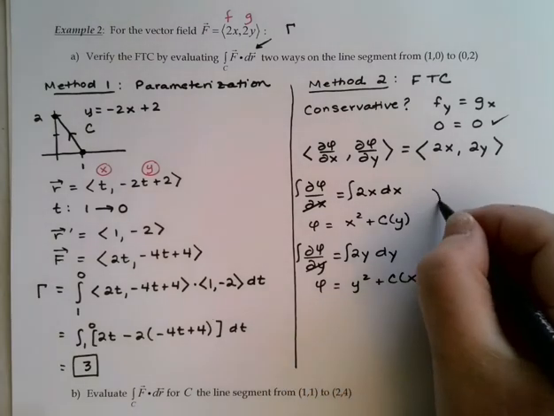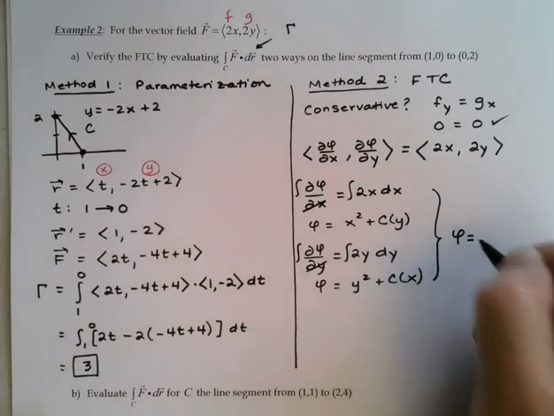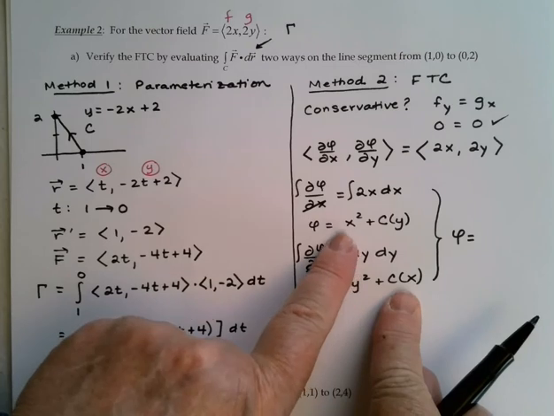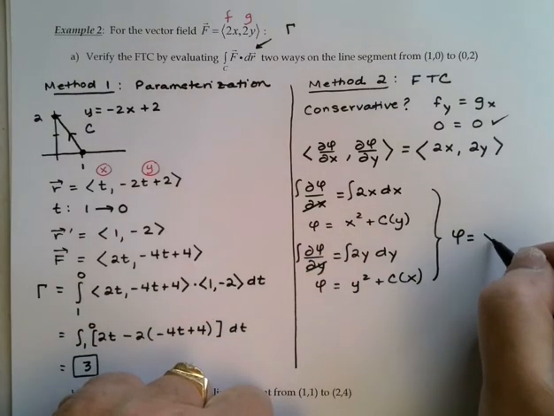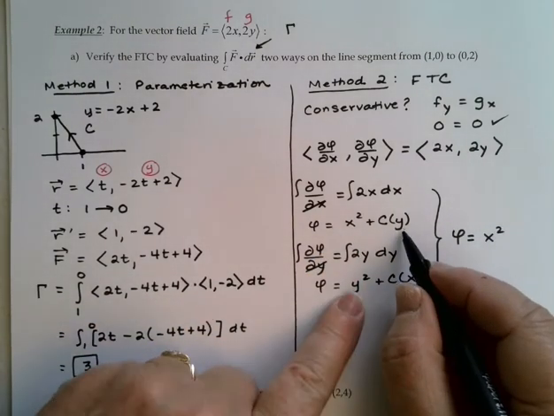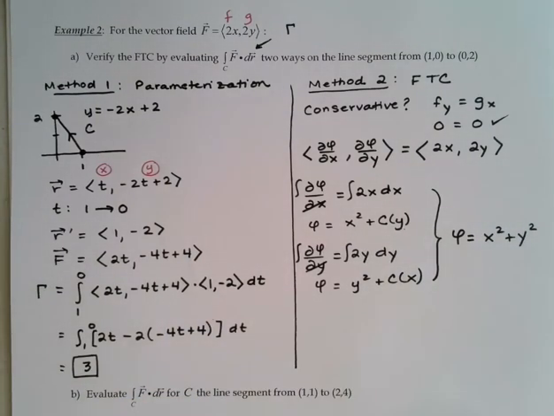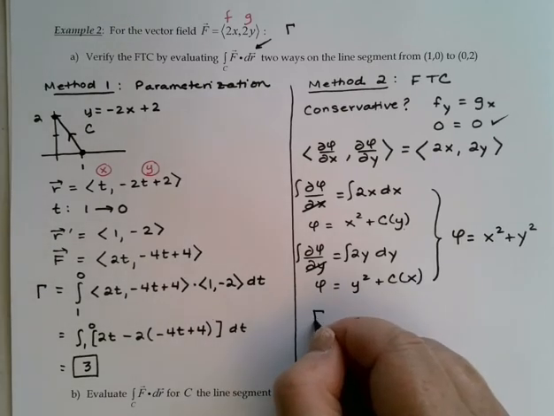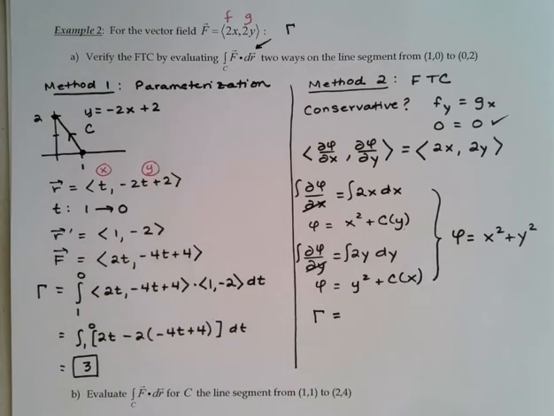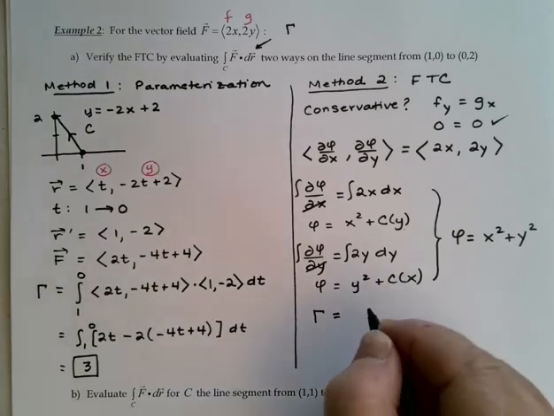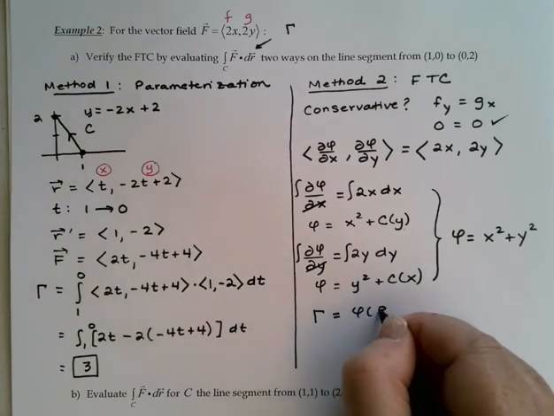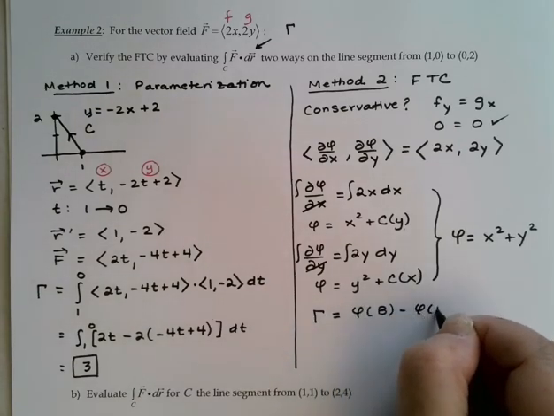So in this case, it looks like the c of x goes with the x squared, and the c of y goes with the y squared. So my phi is just x squared plus y squared. I now know by the FTC that I can evaluate my integral by taking phi of b minus phi of a.